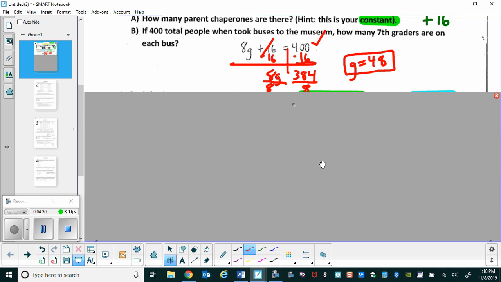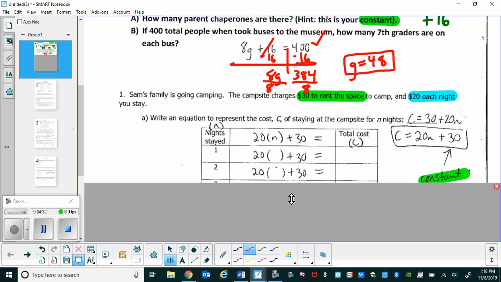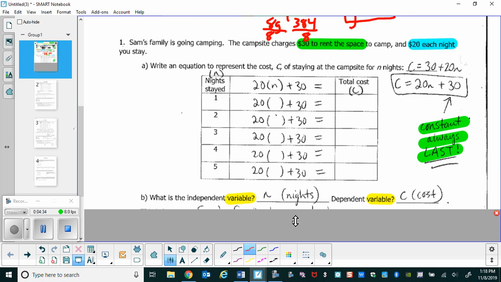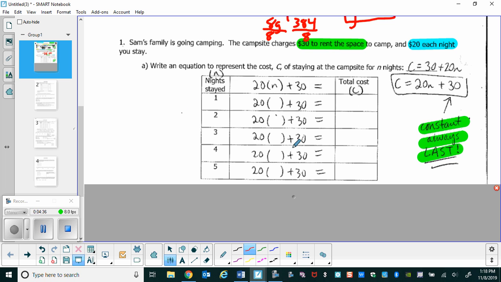All right. Now, this next one has a table of values, and I've got a lot of it filled out here for you. So we're just going to read the problem together, and then I'll explain the table of values. So Sam's family is going camping. Now the campsite charges $30 just to rent the space, and then $20 for each night that you're going to stay. So when camping here, it looks like you might have an RV that you could use, and you could just park your RV, and you're going to have $30 to rent the space.